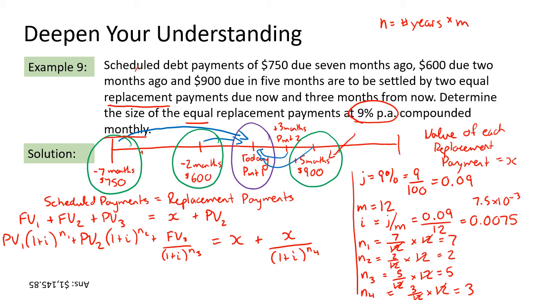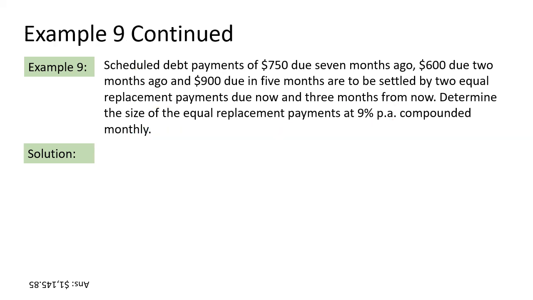Okay, so now we have all these variables. I'm running out of space on this slide. I'm going to go to the next slide, and I'm going to write out each of the variables that we need. So just copying the numbers over that we had. Remember from our previous slide, we had that the periodic interest rate was 0.0075. And our number of compounding periods, we had N1, N2, N3, and N4. And they were equal to N1 was 7, N2 was 2, N3 was 5, and N4 was 3.